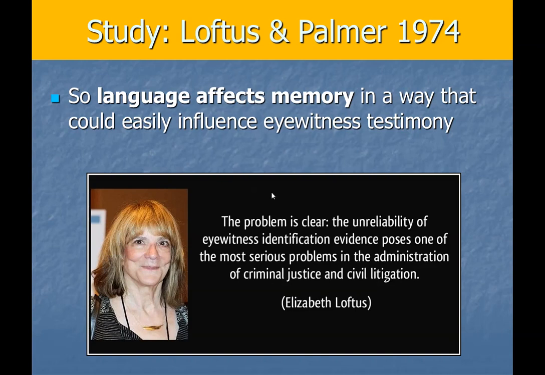So she even says, here's a quote from her: "The problem is clear. The unreliability of eyewitness identification evidence poses one of the most serious problems in the administration of criminal justice and civil litigation." So if you're interested, she has a lot of other good studies, and you can actually look up some TED Talks she's done that are pretty accessible as well.